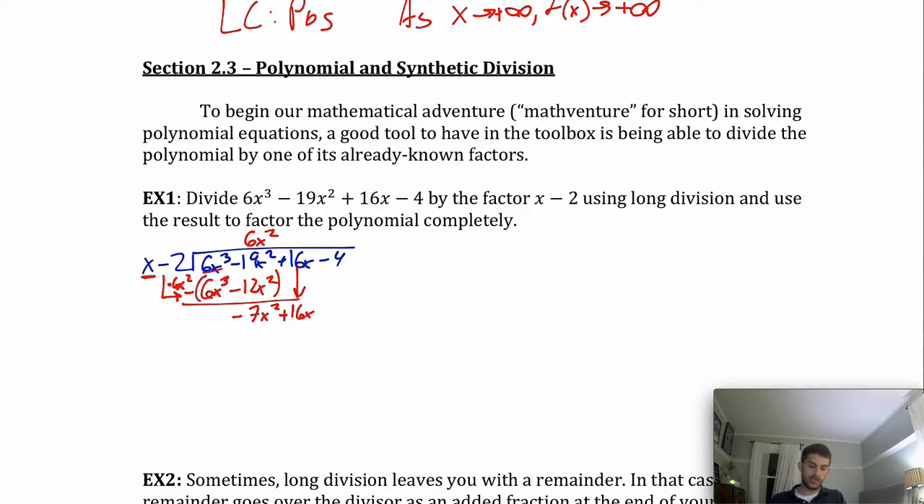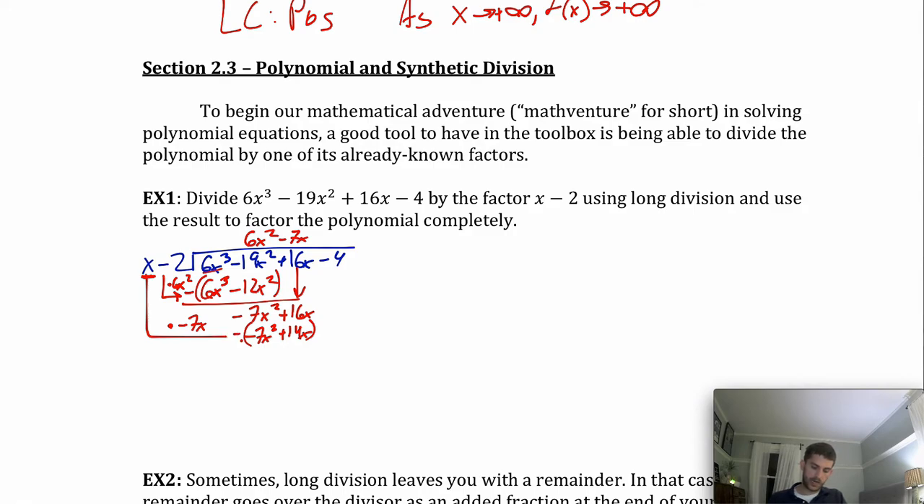Now we're focusing on the x and the negative 7x squared here. So x times what gives us negative 7x squared? That's just negative 7x. So we're going to multiply all of x minus 2 by negative 7x. So x times negative 7x gives us negative 7x squared. Negative 2 times negative 7x gives us plus 14x. And just like we did at the previous one, we're going to subtract that line. Sorry, my arrow got kind of in the way there.